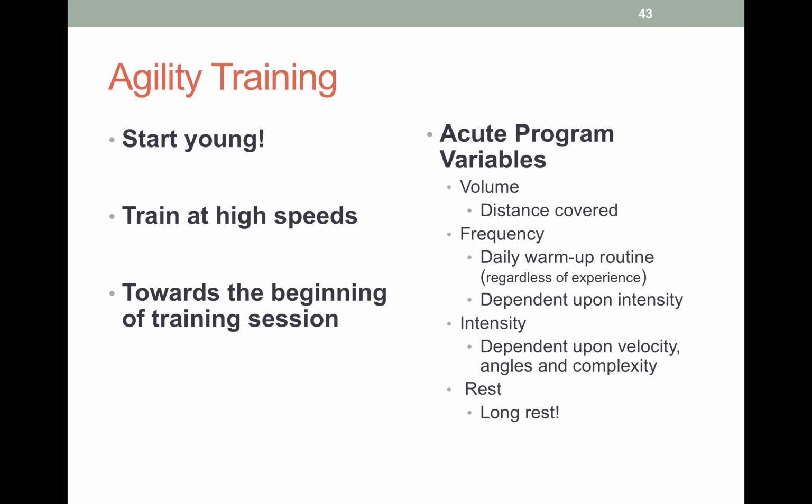In terms of the intensity, this is dependent upon velocity, angles, complexity. I'll show you some examples of those. And rest, there's no reason to do short rest between agility exercises. So long rest, you want to make sure that the person is fully recovered in order to not only make sure that they're giving their all-out effort to improve their skills, but also to avoid injury.